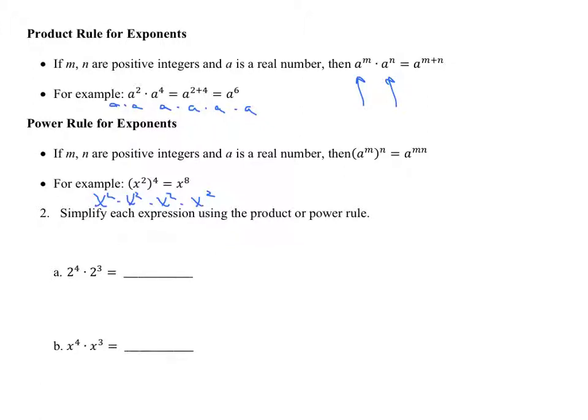Now let's simplify each. 2 to the 4th times 2 to the 3rd is going to be 2 to the 7th. Why? Well, 2 to the 4th means this, and 2 to the 3rd means that. So I get 2 to the 7th. Occasionally, you might have to multiply it out, but 2 to the 7th is too many 2's to multiply out, so you're going to use 2 to the 7th. Next one is x to the 4th times x to the 3rd. Really gives you, again, x to the 7th.